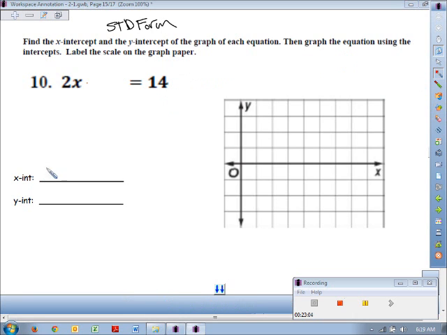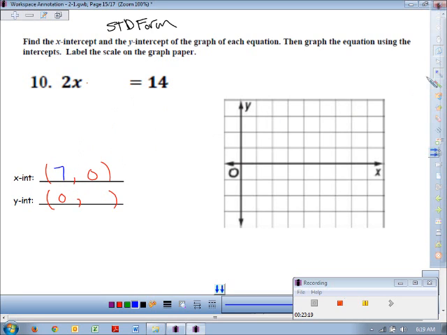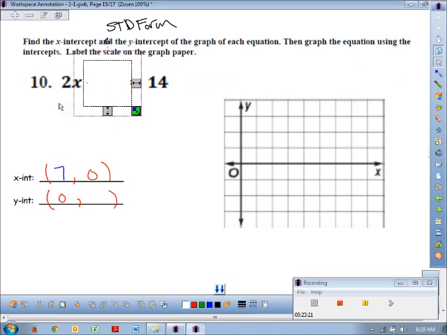So that means that we will set up our generic ordered pairs. I like to do this first. X-intercept is when you let y equal 0. Y-intercept is when you let x equal 0. So I did that. And my x-intercept would be 7. Boom. So now let's find our y-intercept by letting x equal 0.